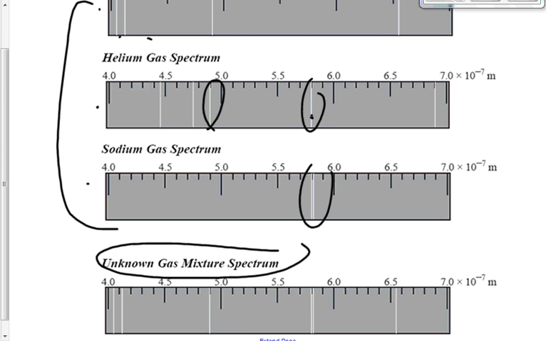No. Okay, no, you're right, Travis. It's hydrogen and sodium. All the lines for the spectrum have to be there in the unknown gas mixture. Okay? So conclusively, we can say hydrogen and sodium are present there. All right? Good? Excellent. That's it for today.